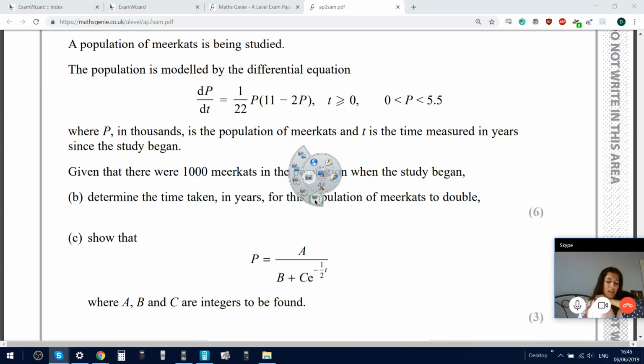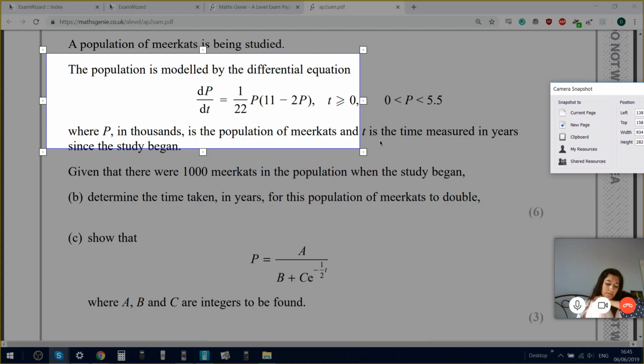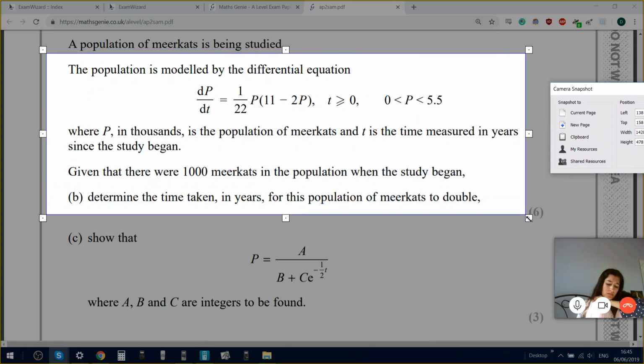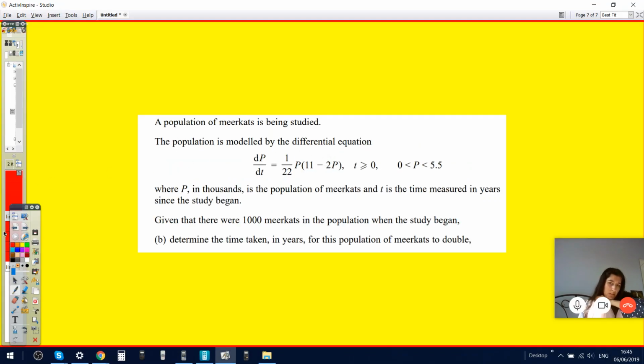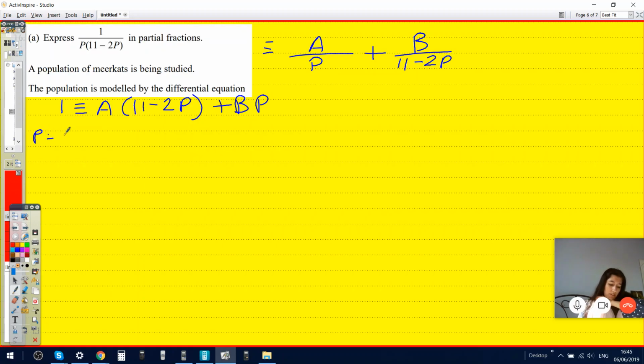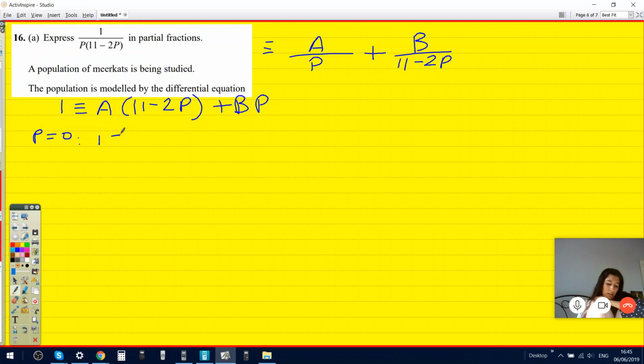Okay. Well, actually, I don't know if I can do that. Okay, a sec. When p equals 0, so p equals 0, 1 equals 11A. A equals 1 over 11. And then you put that back in, so 1 equals 1 over 11 times 11 minus 2.